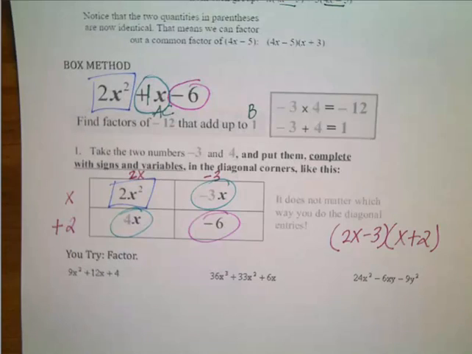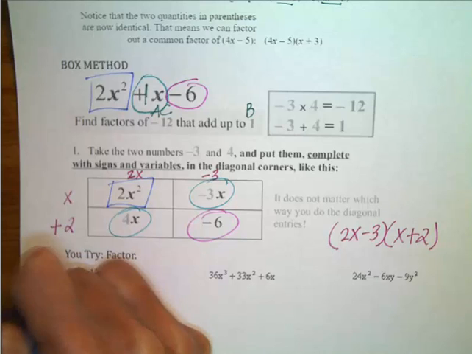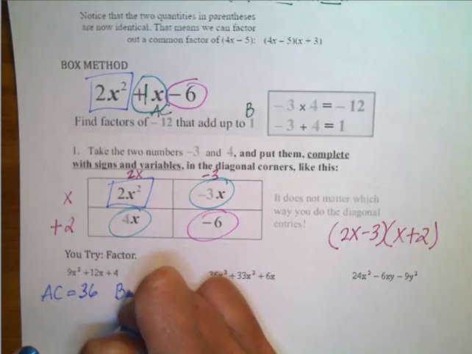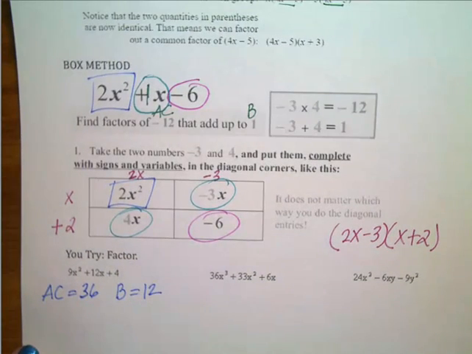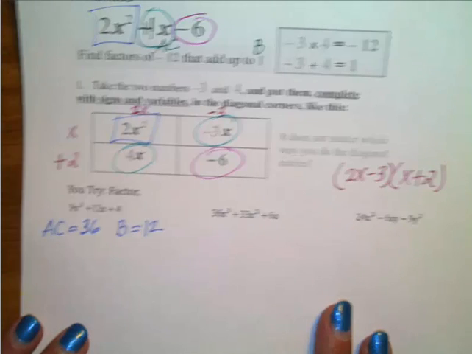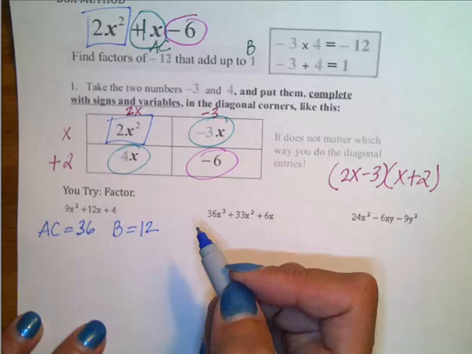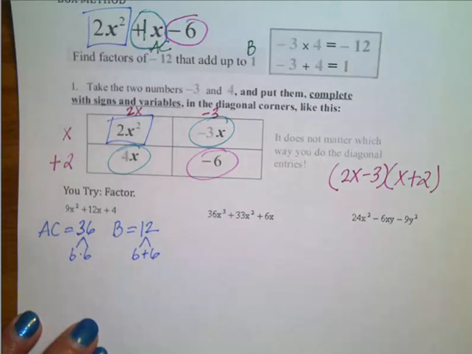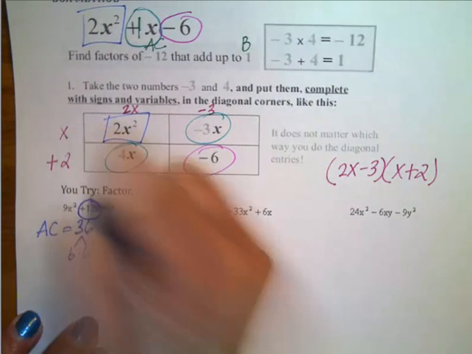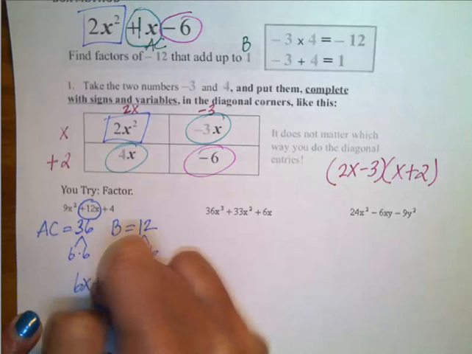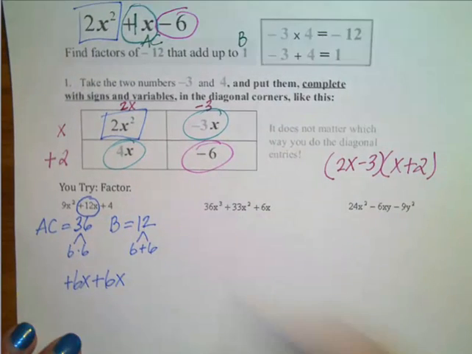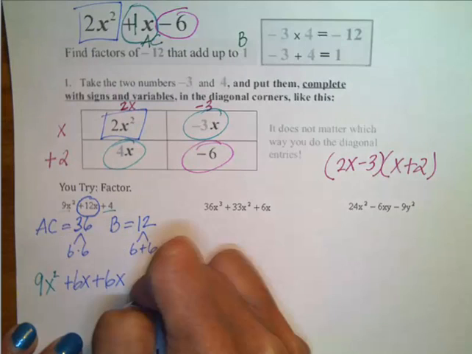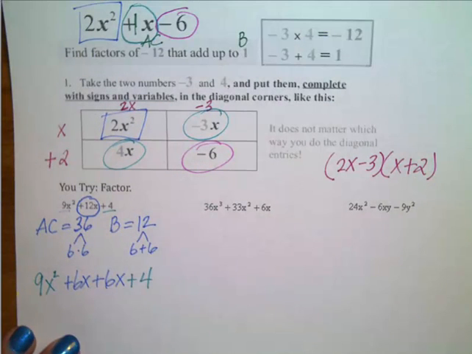So our first example, A times C, because there's nothing in common, is 36. B is 12. So what are the factors of 36 that give us 12? Hopefully you're saying 6 and 6, right? So 6 times 6 and 6 plus 6. So I am going to split this 12x into 6x plus 6x because both positive. I'm going to keep my 9x squared and my positive 4. All I did was split the middle.